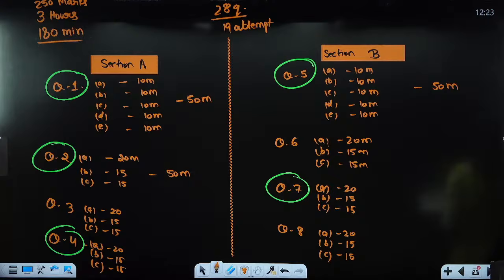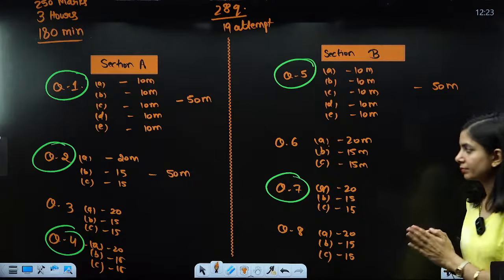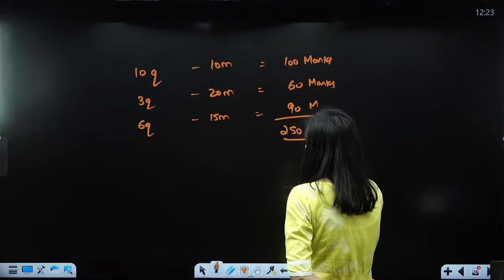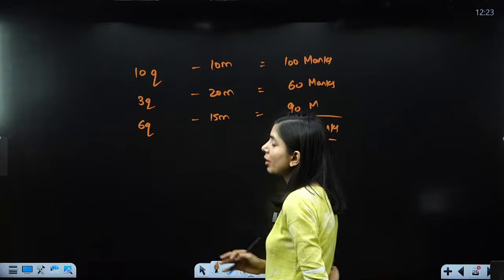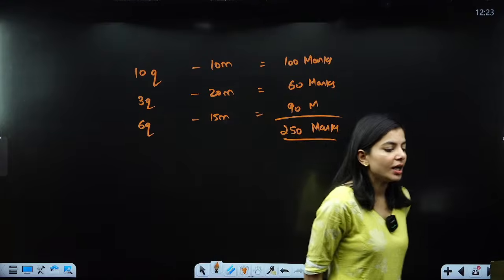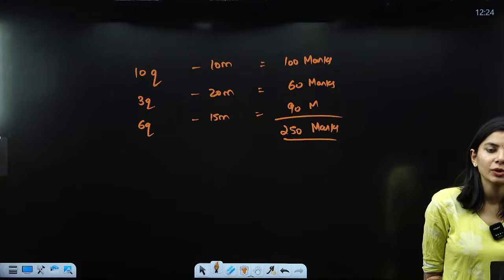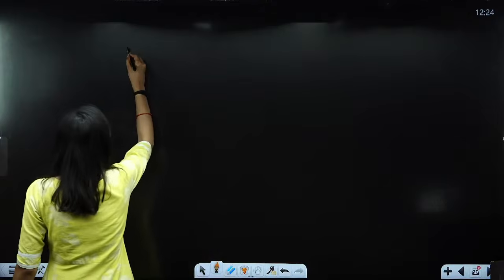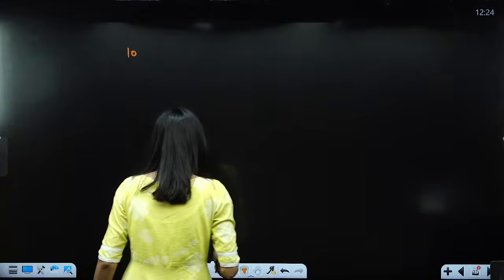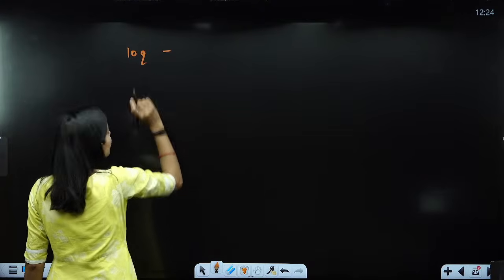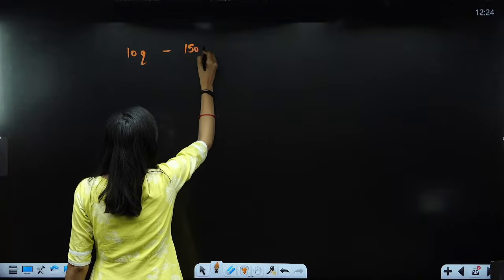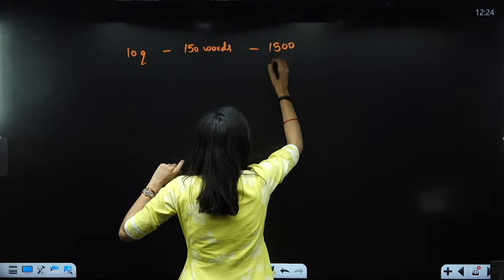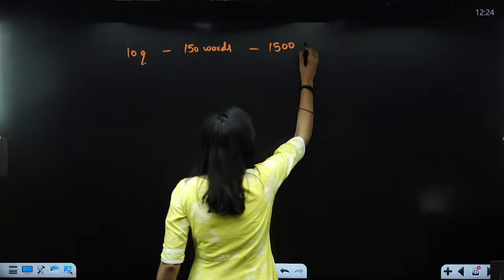Till now, any doubt? Okay, so this is the mechanism. Now let's talk about the words: how many words you have to write under one question. For the 10 marker questions, how many questions do you have to attempt? 10 questions, each of 150 words. So in total you have to write 1500 words.